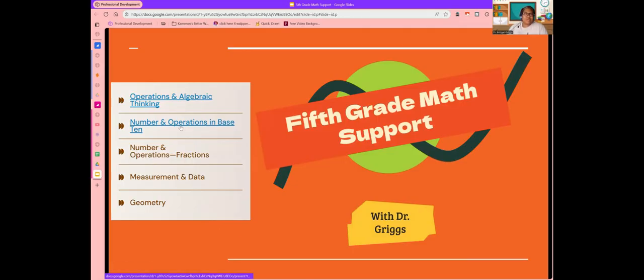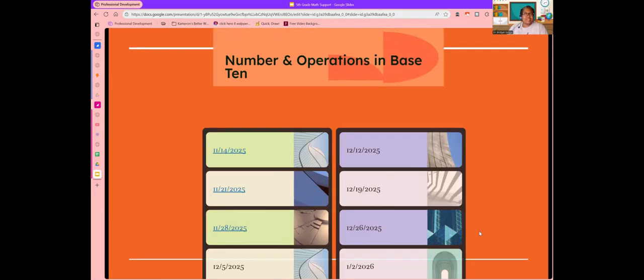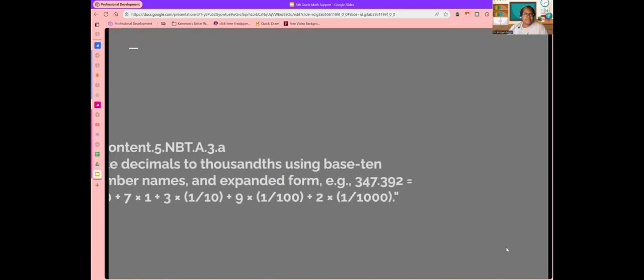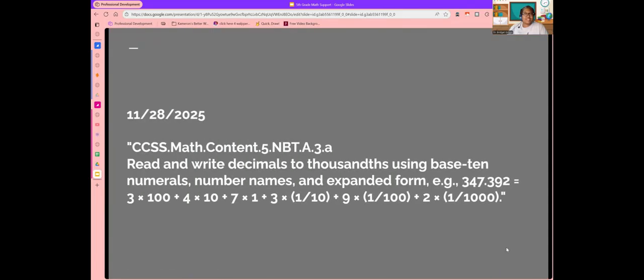We are now working on number and operations in base 10. Inside of this topic, we have 8 objectives. We are now on the objective for today, and that is read and write decimals to thousandths using base 10 numerals, number names, and expanded form.